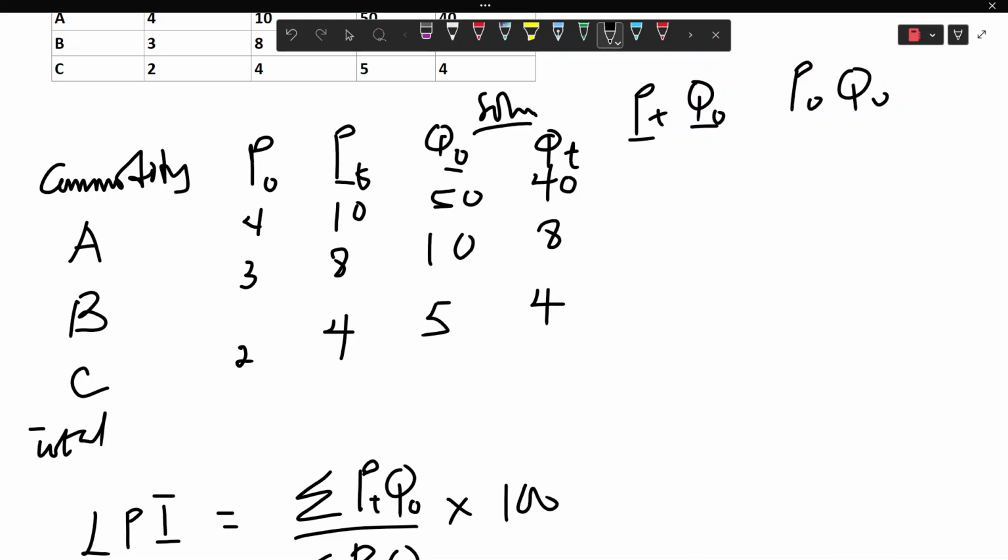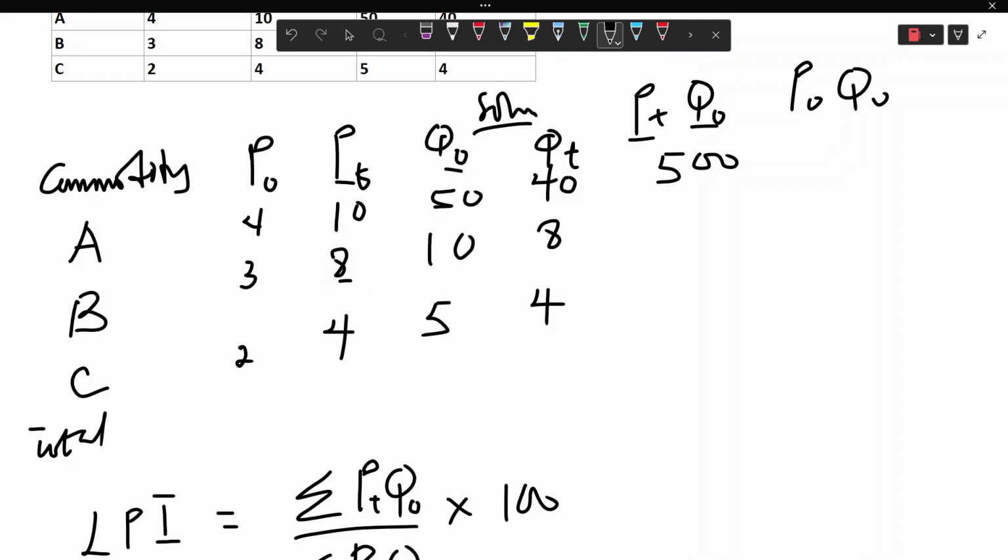So for the first commodity, that's commodity A. For commodity A, the current year price is 10, and the base year quantity for commodity A is 50. So 10 by 50, 500.